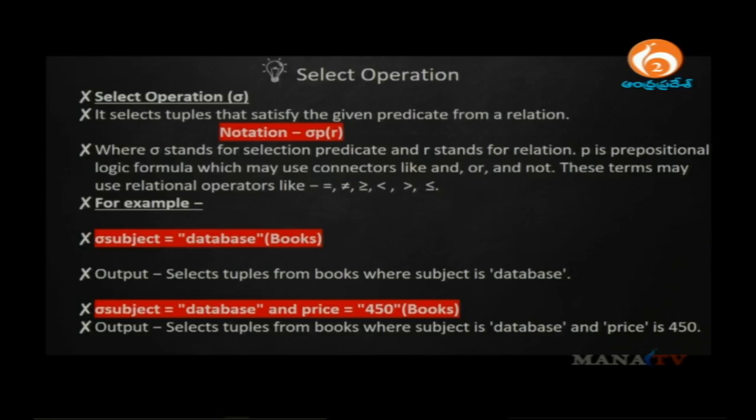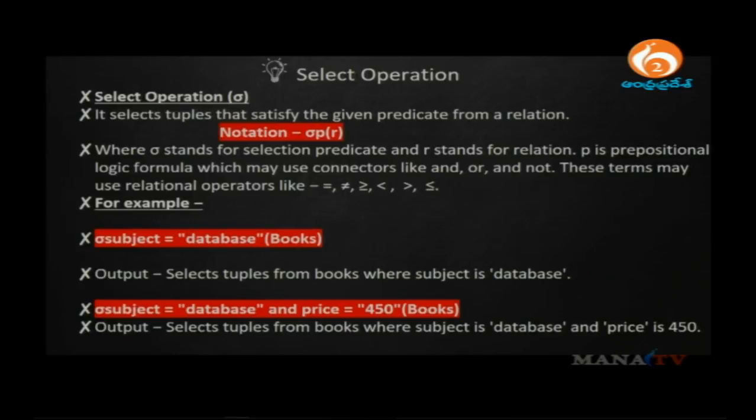Here, the selection operation sign is sigma, the predicate; R stands for relation, and P stands for a proposition or logical formula, which may connect using or, and, not. Sometimes there are relational operators like less than, greater than, less than or equal to, greater than or equal to, not equal to, all these things.